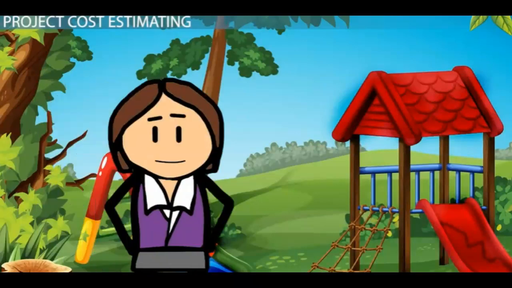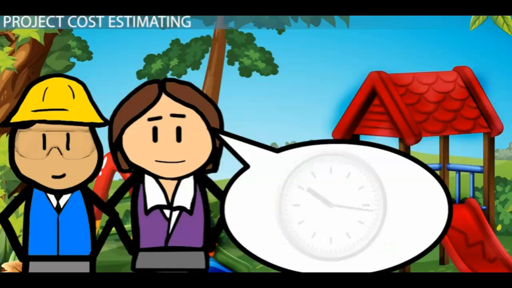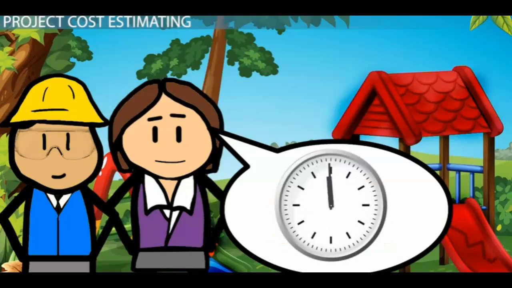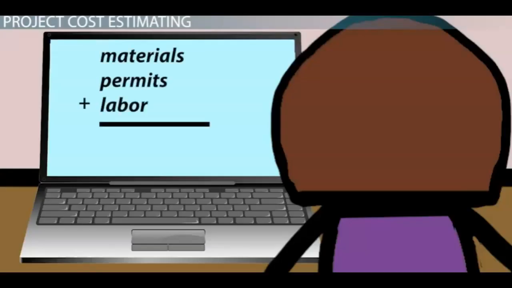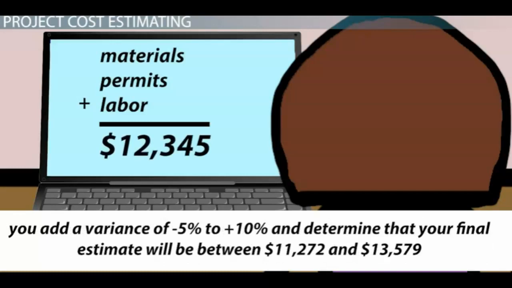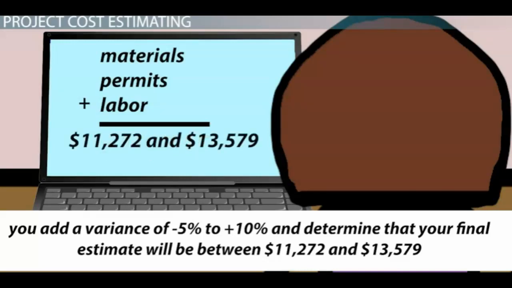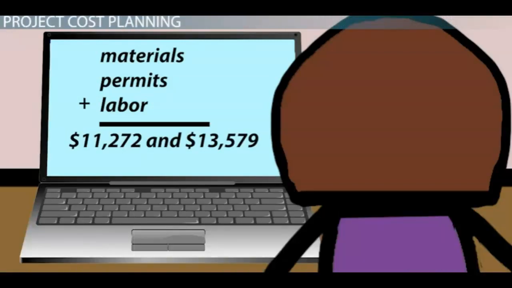Next, working with a contractor, you break down the tasks that'll need to be done to complete the project. With each task, you provide an estimate of labor hours needed, which provides a cost estimate for each task. Adding up the materials, permits, and labor to complete the new playground, you determine the project should cost $12,345 to complete. You add a variance of minus 5% to plus 10% and determine that your final estimate will be between $11,272 and $13,579.